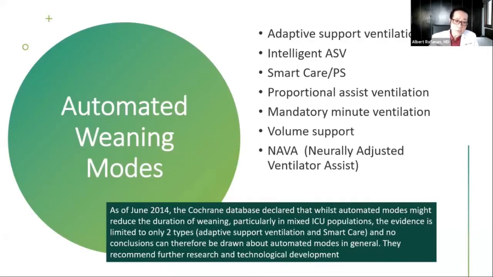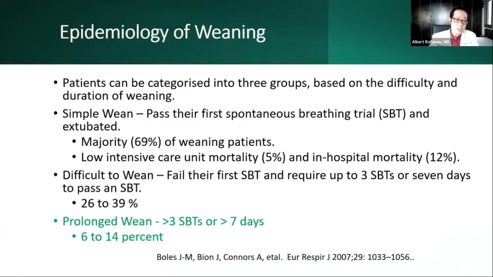There are also automated weaning modes, which are probably in your machines as well, depending on what machine you use. But the last Cochrane database says that there is no evidence that this is better than the old-fashioned way we do weaning. So in the prolonged wean, these are the more difficult patients.